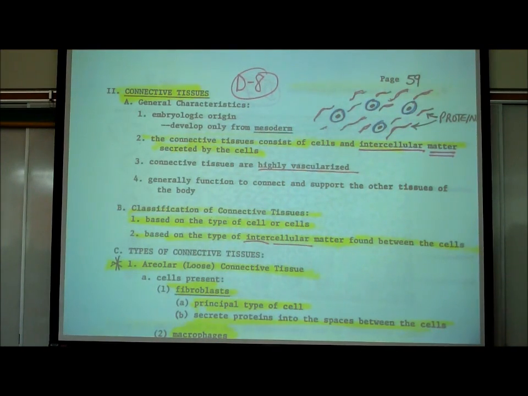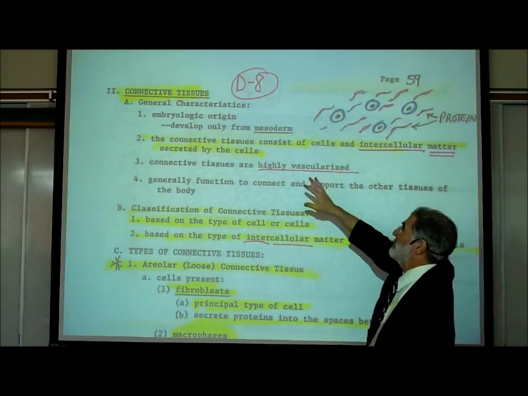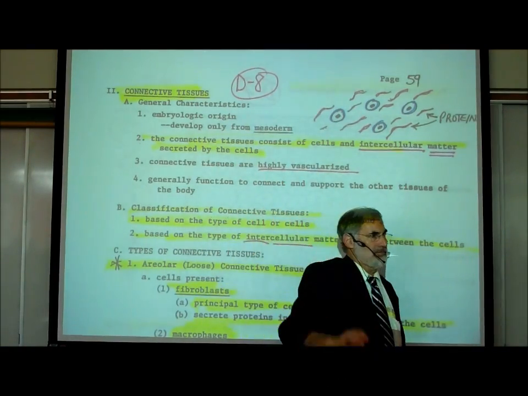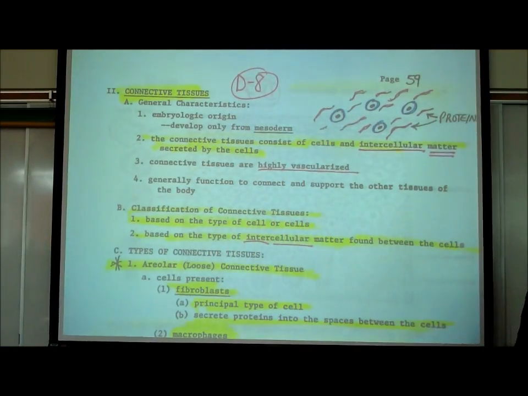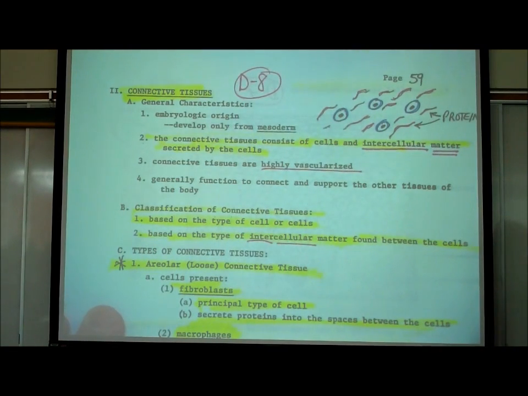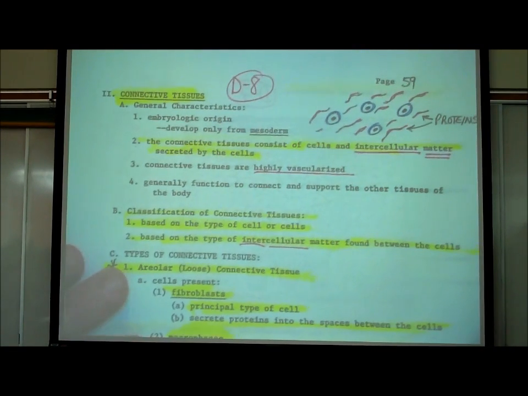Okay, what is a connective tissue? All connective tissues develop from mesoderm. That's in contrast to epithelial, which actually develop from ecto-, meso-, and endoderm.